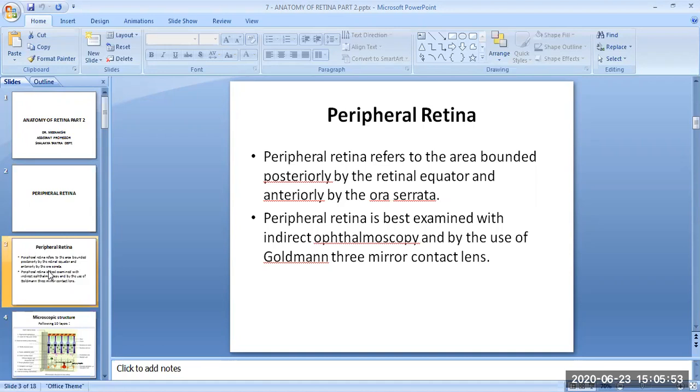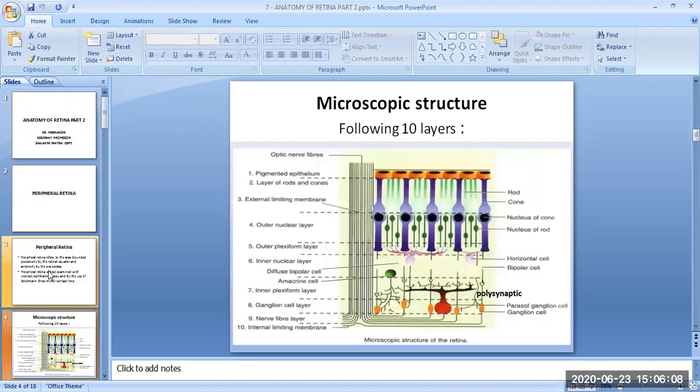And what is ora serrata? It is the serrated peripheral margin where the retina ends. Here, the retina is firmly attached both to the vitreous and the choroid. The pars plana extends forward from the ora serrata. Then the microscopic structure: the retina consists of three types of cells and the synapses arranged in the following 10 layers.